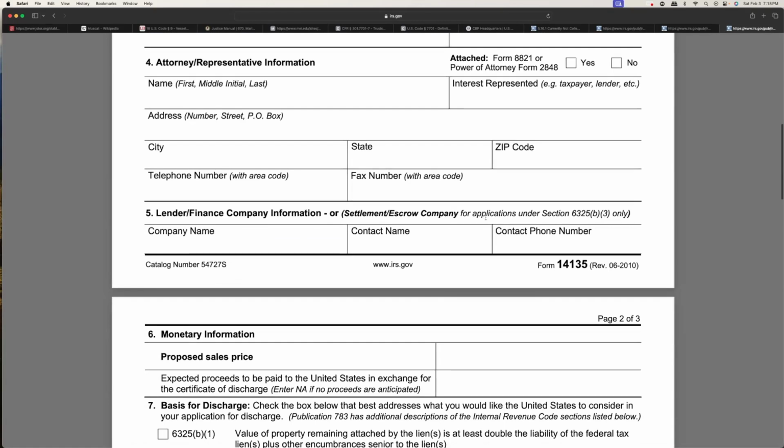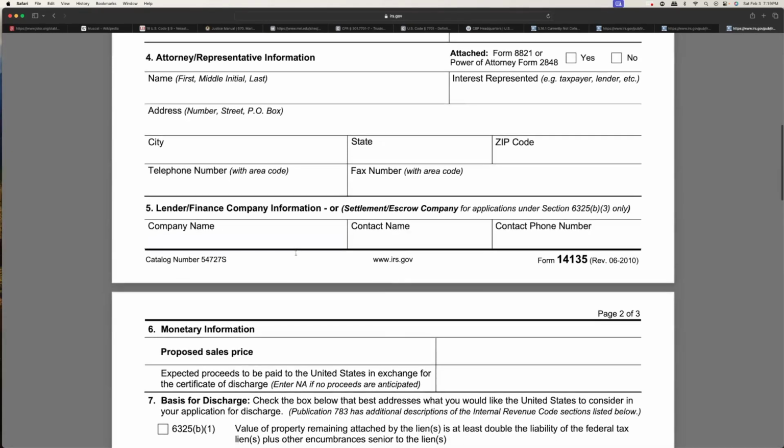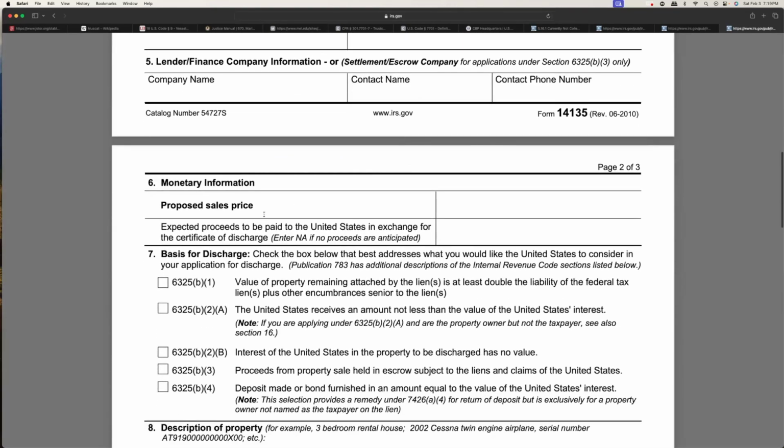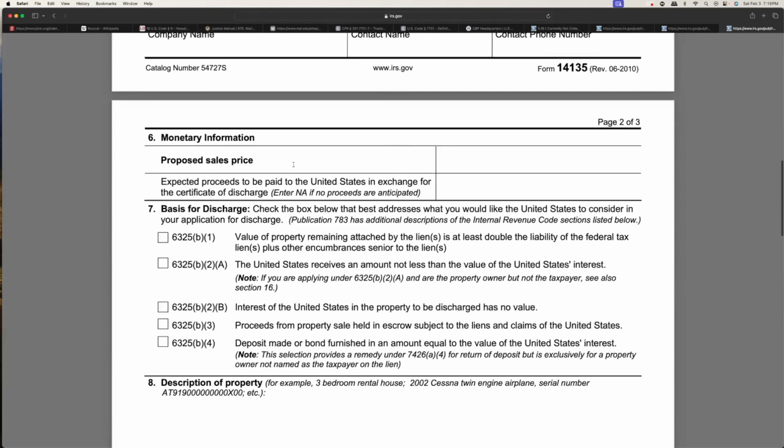So if we were under the rules of section 6325B3, then we would put this here. But as you see, when we go down to that section, you'll see it doesn't matter. Number 6, what is the monetary information? What did we sell the house for? $710,000, right? Expected proceeds to be paid to the United States in exchange for the certificate of discharge. We have to put NA. There's nothing left over to go to the United States.